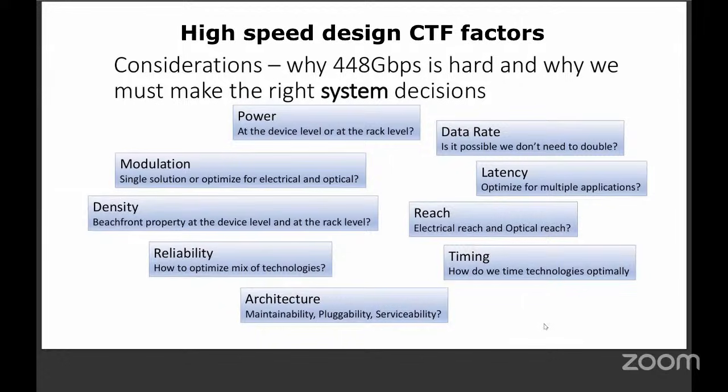So, considerations: why 448 Gbps is hard. There are a lot of what we call side effects which will come into the picture.